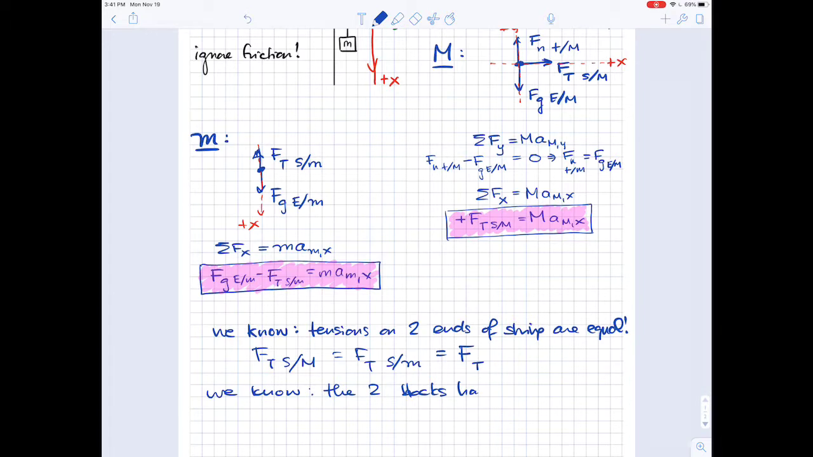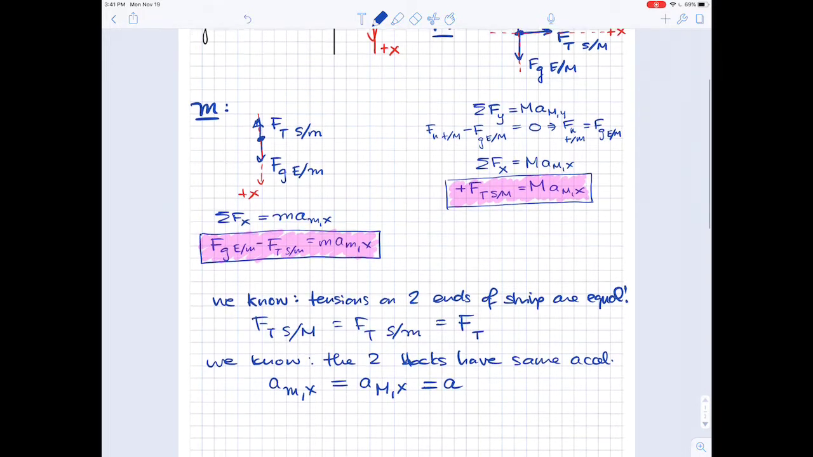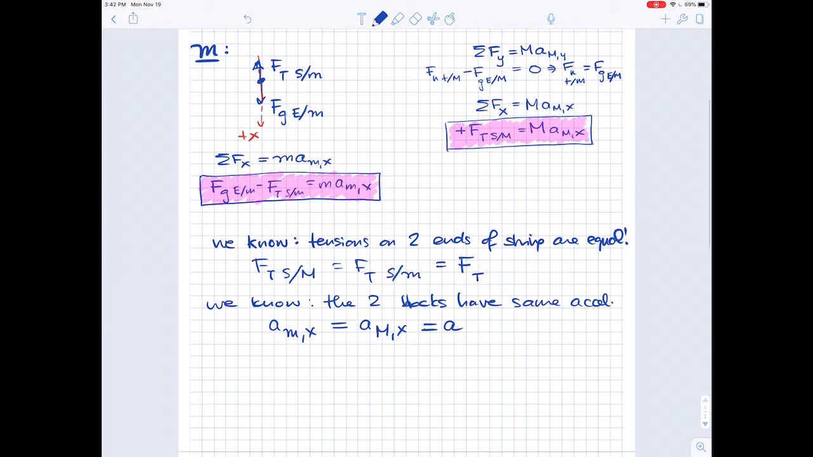And I'm having trouble spelling. So the acceleration of the little block in the x direction should be the same as the acceleration of the big block in the x direction, and we're just going to call that A. Okay, so let's make these substitutions and then see about solving for the acceleration.